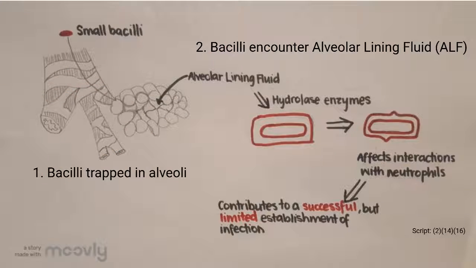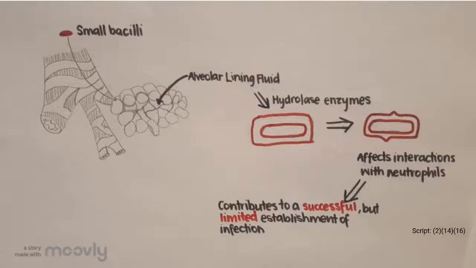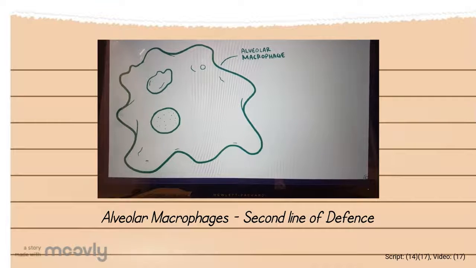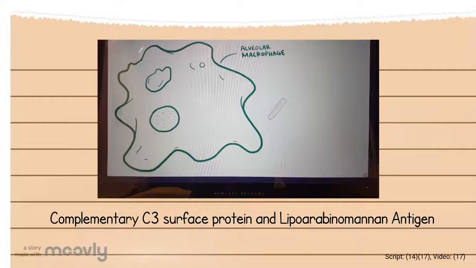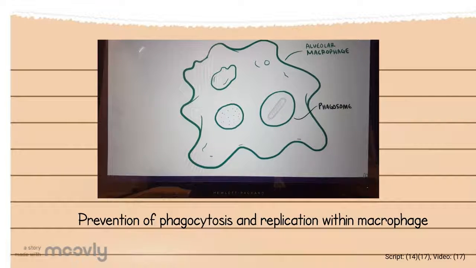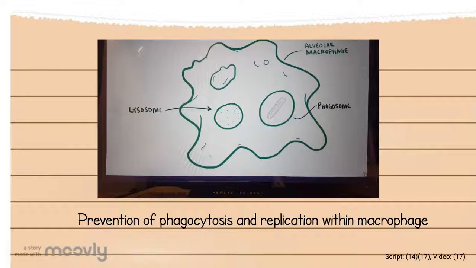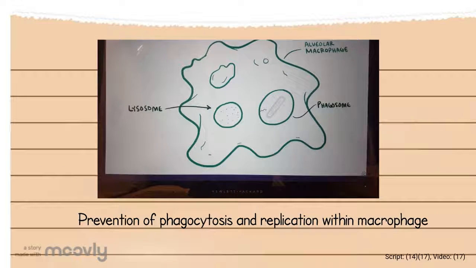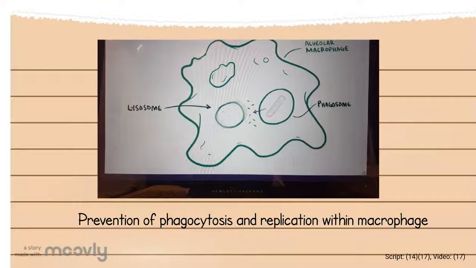The next line of defense is the alveolar lining fluid, which contains hydrolase enzymes that cause modifications to the bacterial cell envelope. This affects interactions between neutrophils and ALF-exposed mycobacterium and contributes to a successful but limited establishment of infection. Inactive alveolar macrophages form the second line of defense. They bind to the mycobacterium via their C3 surface protein, which is complementary to the lipoarabinomannan surface antigen, to form a phagosome. However, once inside, the mycobacteria prevent phagocytosis from occurring by limiting the availability of the macrophage to form a phagolysosome, and as such they are able to replicate, with cell division occurring every 25 to 32 hours.